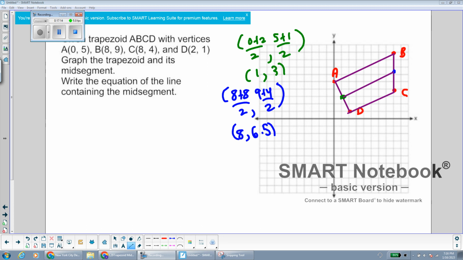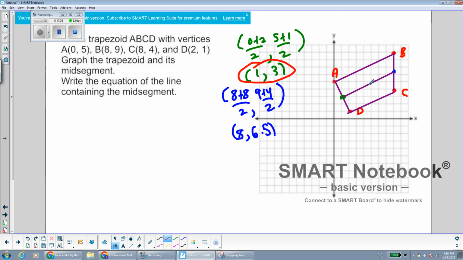Okay, the next part of the question says to write the equation of the line containing the midsegment. So to write the equation of any line, you need two things. You need a point and you need a slope. We already have 2 points that are on the midsegment. You can choose whichever one you want to use because we have both of the endpoints. I'm going to use this one because it's nicer to work with than using a decimal.